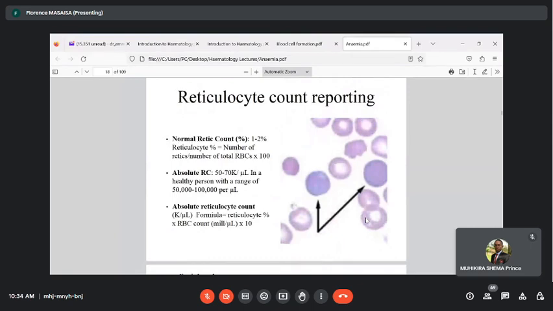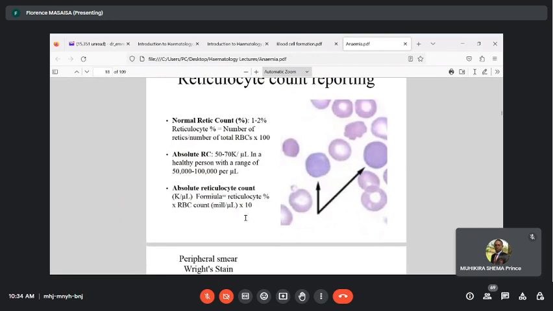So how is the reticulocyte count reported? Normal reticulocytes should be 1 to 2%. When you calculate it, you take the number of reticulocytes counted, divide it by the number of total red blood cells, and multiply by 100. The absolute number is between 50 to 70. Then there is a formula to get the absolute reticulocyte count, where you take the reticulocyte count, multiply it by red blood cells, and multiply by 10. This is really the one reflecting the cell production from the bone marrow.